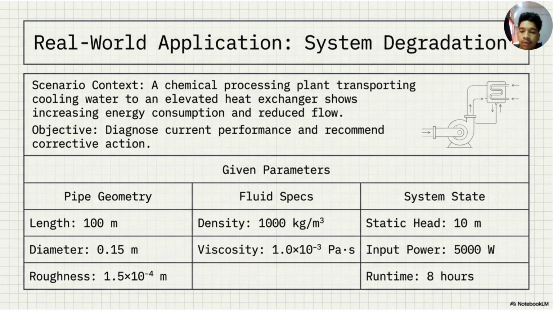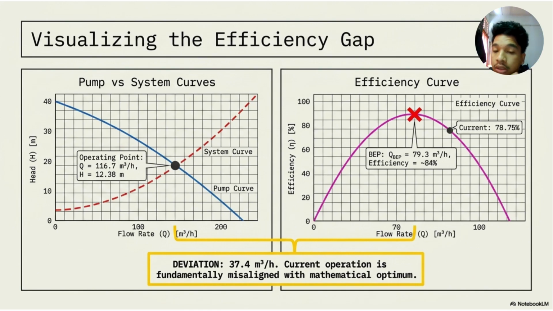By using the given parameters, which are pipe geometry, fluid specs, and system state, we input all the data into the app. When we input all the data into the app, we will get two curves. First curve is pump versus system curve. The next one is the efficiency curve. From the pump versus system curve, we get the operating point, which is Q equal to 116.7 meter cube per hour and H is 12.38 meter.